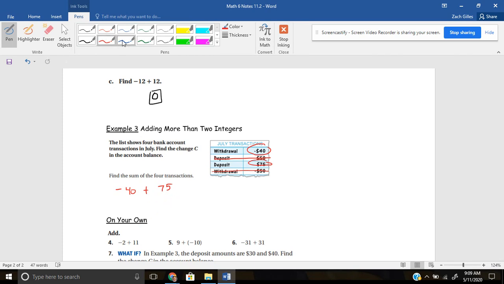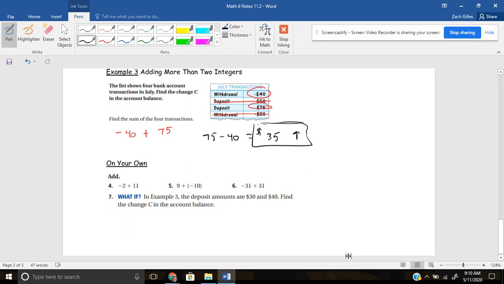So when I subtract them, I'm going to take 75 minus 40, which would give me 35. And then which of these has the greater absolute value? Well, 75 does, and it's positive. So I'm going to leave my answer positive. So the change in the account balance increased by $35. Since our number is positive, that means our July transactions increased by $35.